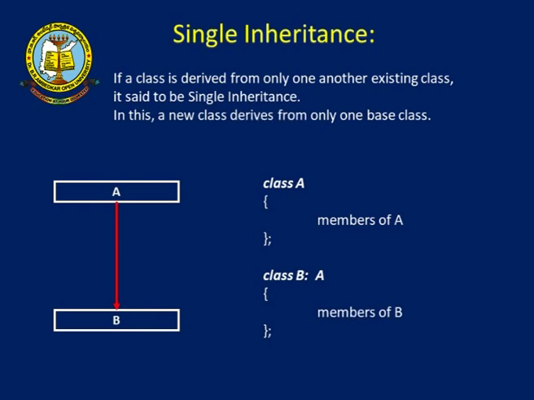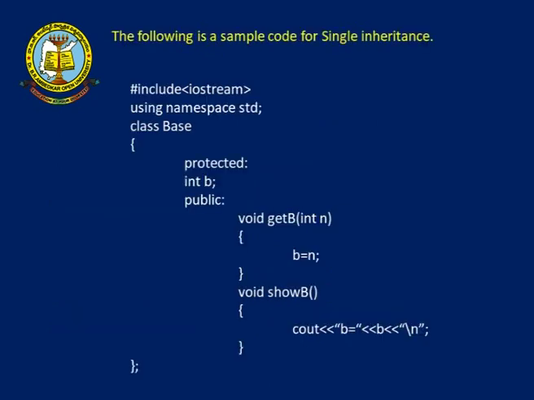In single inheritance, the members of the base class are automatically inherited into the derived class if they are available. That means if the members of the base class are public or protected members, they are automatically inherited into the child class. So, that is single inheritance. Only one class is derived from one other existing class. So, here we have a sample code.